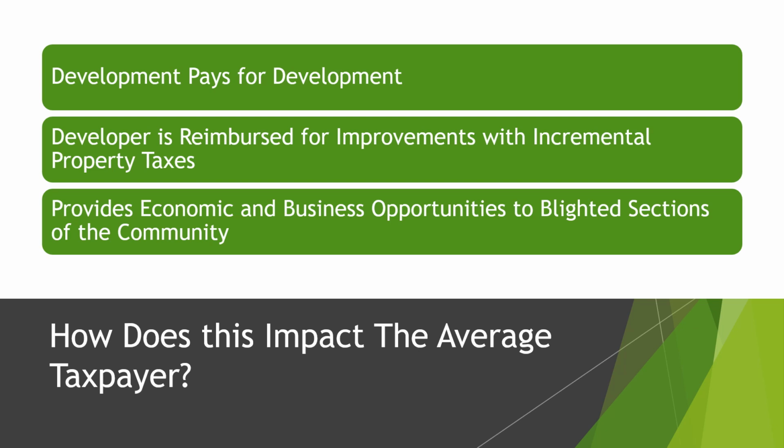Our final question is, how does this impact the average taxpayer? City Council believes that the development pays for development, meaning that the average taxpayer does not pay for public improvements related to the TIF. Under TIF, the developer, not the taxpayer, must pay for the improvements, and only then will they be reimbursed with the increased value of their developed property.